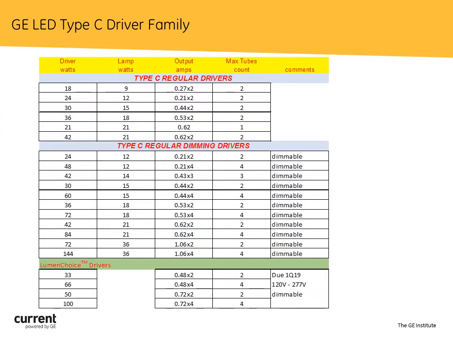Type C drivers come in 2 groups. They come in regular, and you'll notice that they come in different wattages that will run either 2 lamps or 4 lamps. Also note that some of them are dimmable. Also notice the Lumen Choice drivers at the bottom. Those will run 2 lamps or 4 lamps. Those actually will not be out until first quarter 2019. They will be 120 or 277 volts.